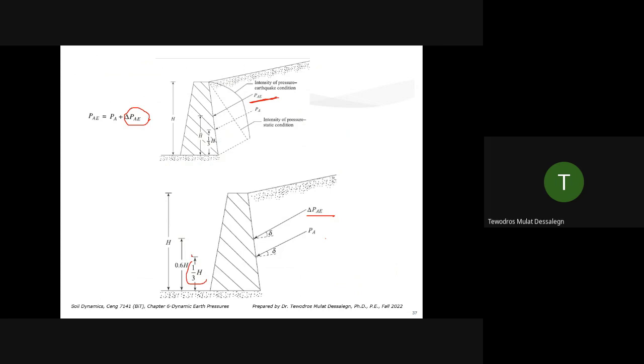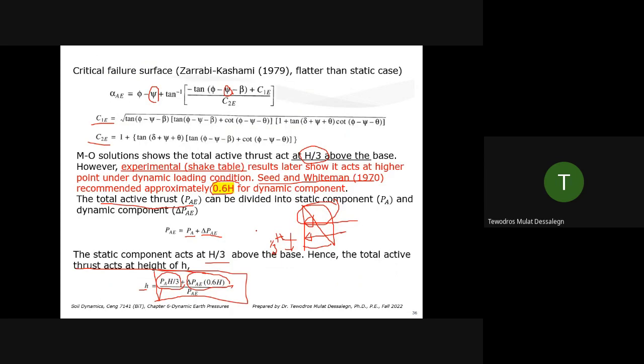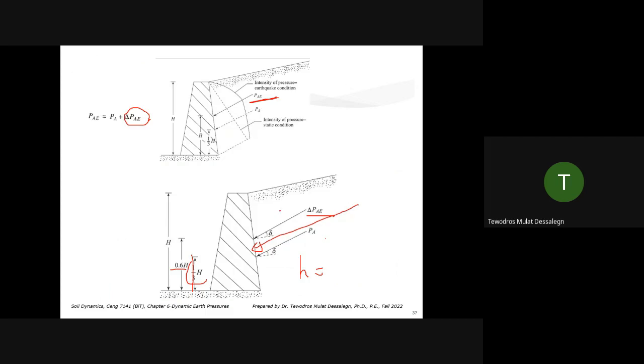The static one, you already know it. But the dynamic one is recommended to act at 0.6 H. So the net of the two is somewhere in between, right? It acts somewhere in between. That h is given by the previous slide equation, this one. See, this is a weighted average: 0.6 H and H/3 weighted by their forces, divided by the total force, then we get where the total force is acting. Is that clear?